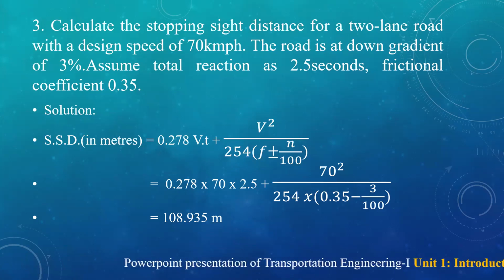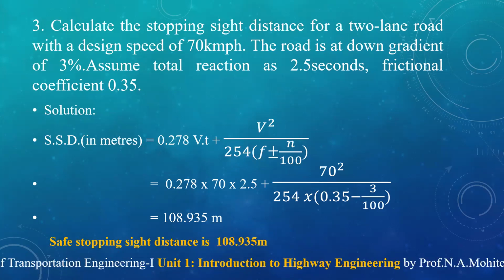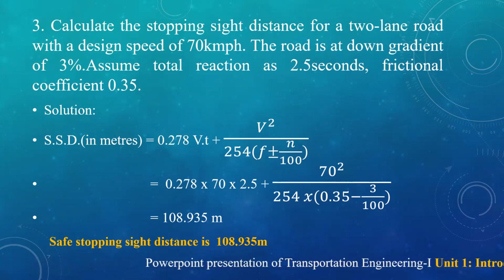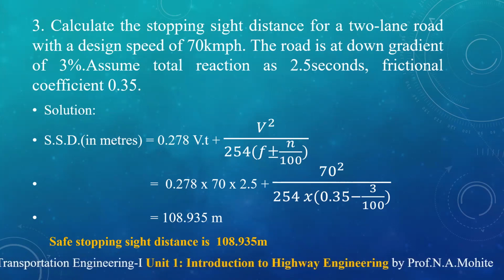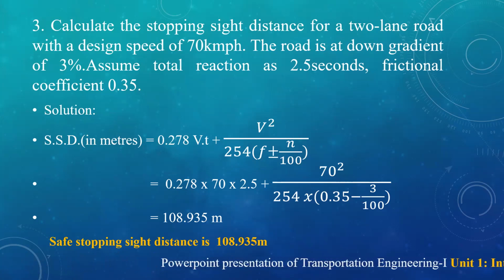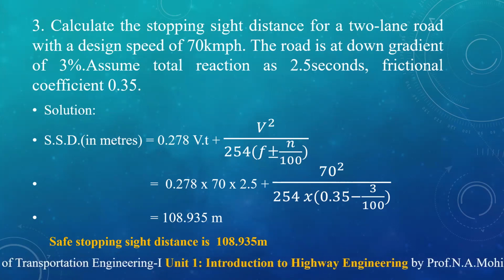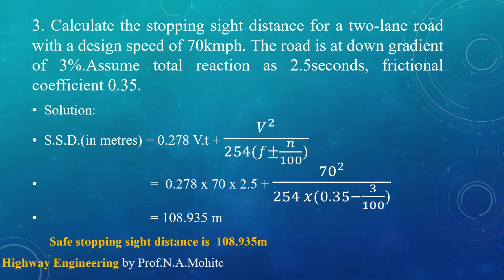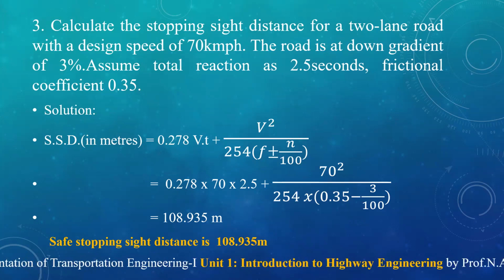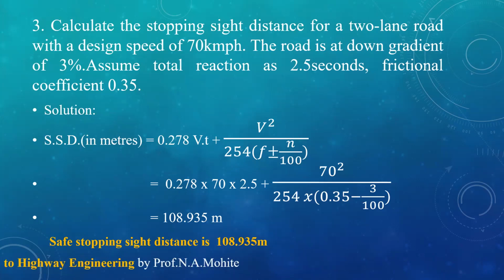So it is coming out to be 108.935 meters. Okay, so the conclusion should be: the safe stopping sight distance for a vehicle traveling at a speed of 70 kmph on a two-lane road with a down gradient of 3%, total reaction time of 2.5 seconds, and frictional coefficient 0.35 is 108.935 meters. Okay, so these were the numericals which have been asked in the paper or which might be asked in the examination.